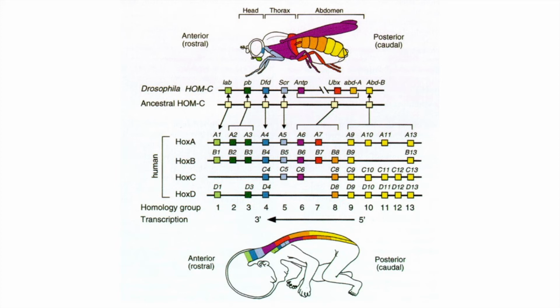Genes that are duplicated within an organism, such as A1, B1, and D1 in this case, are called paralogs. Genes similar between species, such as Ab, A1, B1, and D1, are called orthologs.